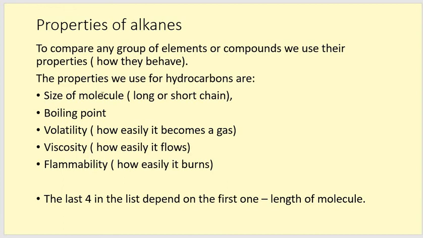One property is the size of the molecule, whether it's got a long or a short chain. So that'll be related to how many carbons are involved. The boiling point, volatility. This is a word you need to know. You might well have seen that. You might have heard of paint having low volatile compounds in it so that it doesn't smell so bad. That's how easily it becomes a gas. If something is very volatile, you can make a smell quite easily.